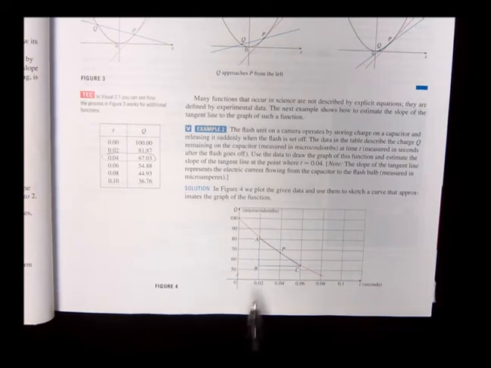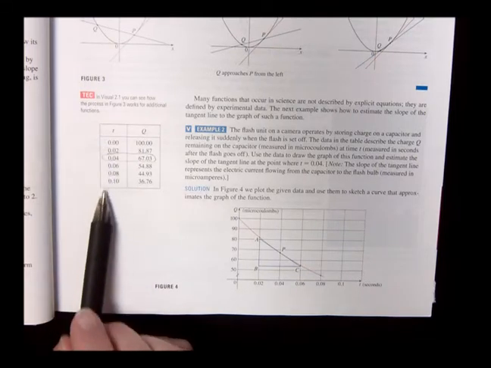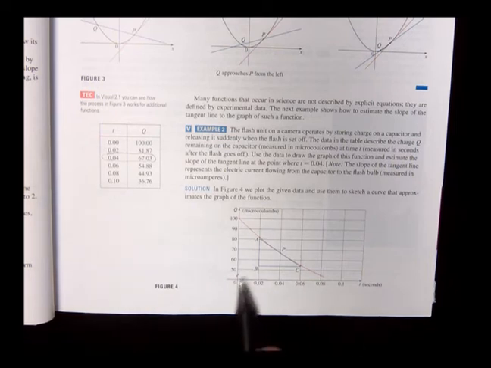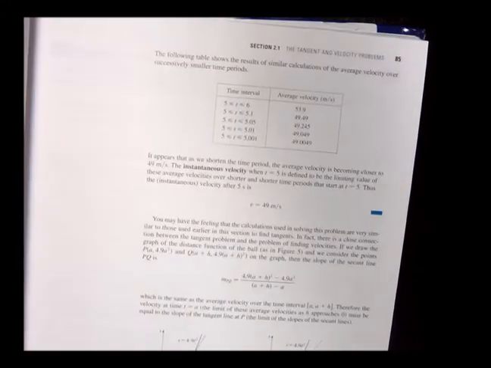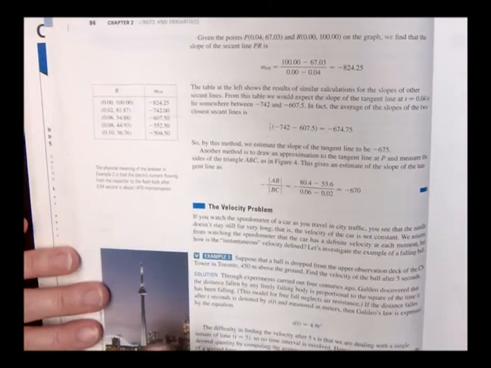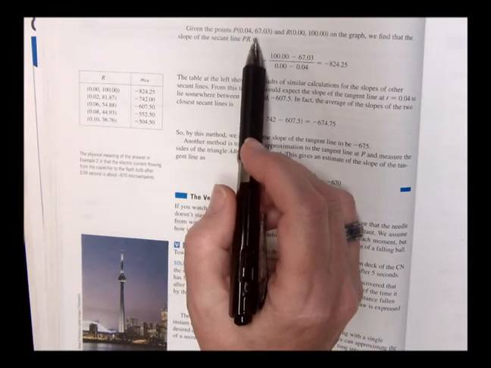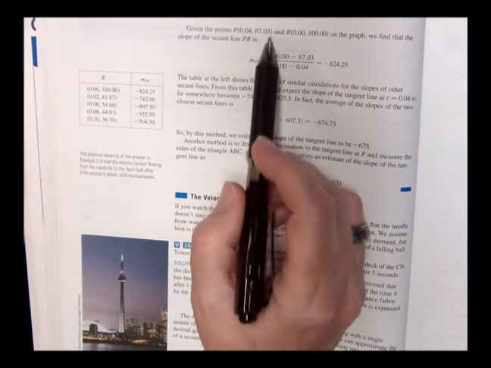Now here are our points from the table. We have 0, 0.02, 0.04, etc. down to 0.1. And then here are our values. And again, we're looking right here at 0.04. All right? Now let's turn the page and see what we can do. All right, well, we need to pick 2 points so that we can estimate a slope, right? We only had 1 point. We had this point, which was 0.04, 67.03. And this comes from the table.